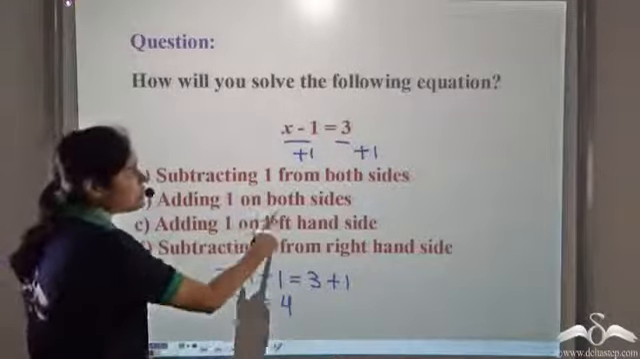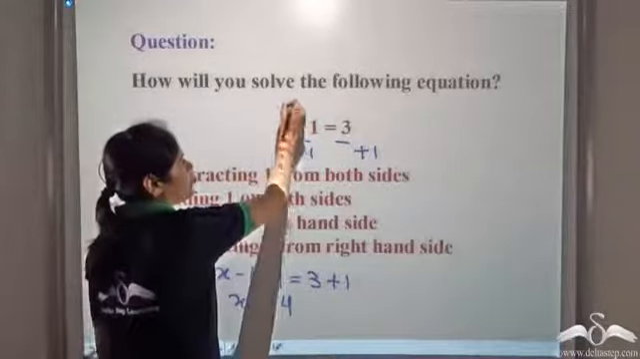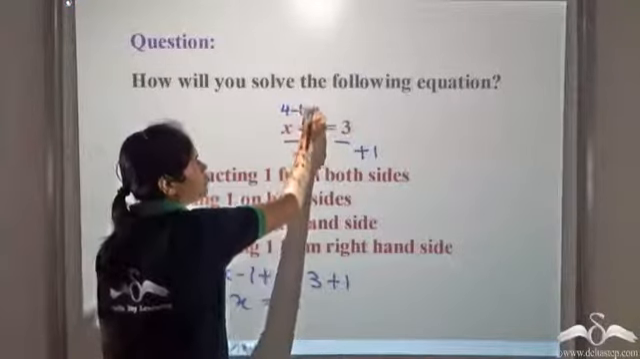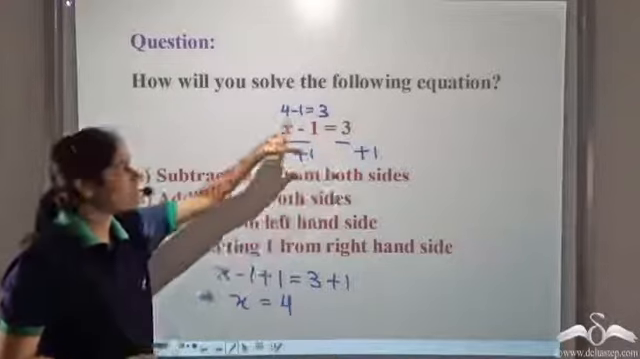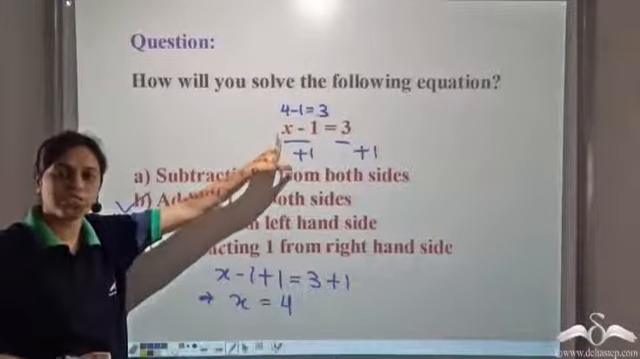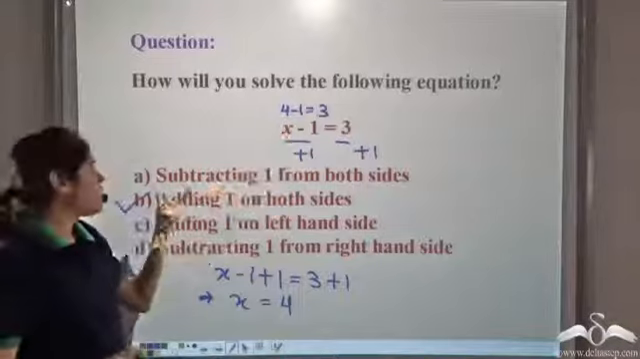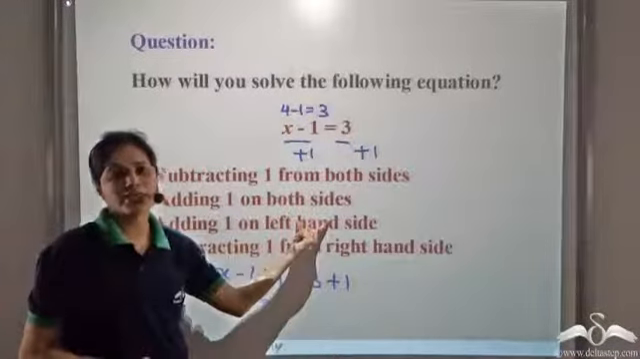You can put the value in the equation and check. 4 minus 1 gives you 3, which is the value of the RHS. So x equal to 4 is the solution of this equation, and it is obtained by adding 1 on both sides of this equation.